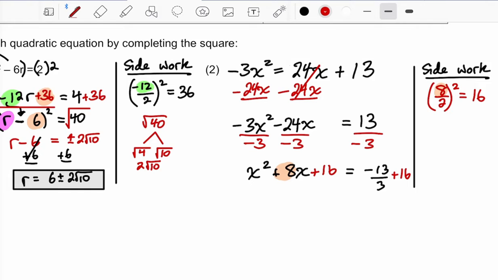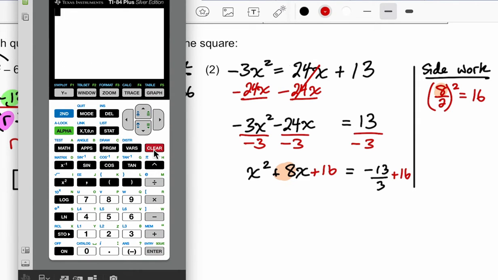All right. Now to simplify the left, that's going to be pretty easy, but on the right, I'm combining a fraction with an integer, or a whole number. I'll let the calculator do that, because the calculator handles fractions very easily. Alpha y equals n over d. Type in negative 13 over 3, then plus 16. Hit enter. It'll give you the answer in simplified form. So 35 over 3. Right? And you didn't have to worry about a common denominator.